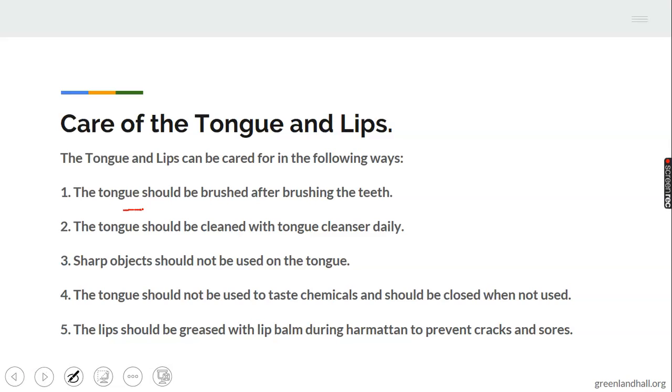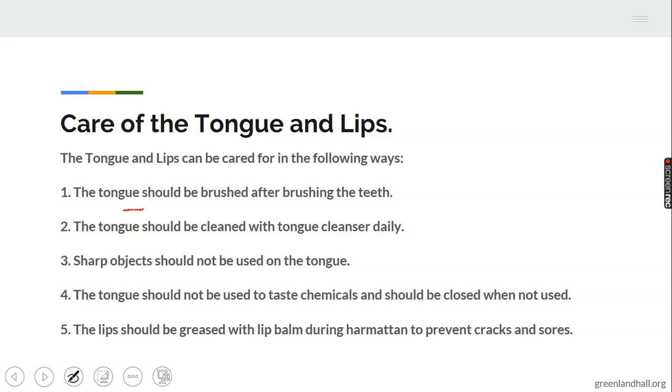Okay, how do we care for our tongue and lips? Some people brush only the teeth, and that's all about it. They don't care for the tongue. Some don't even brush the teeth very well. Aside from brushing the teeth very well, you are also to clean your tongue. You have to clean your tongue so that it doesn't smell. How do you care for your tongue? And then for our lips too.